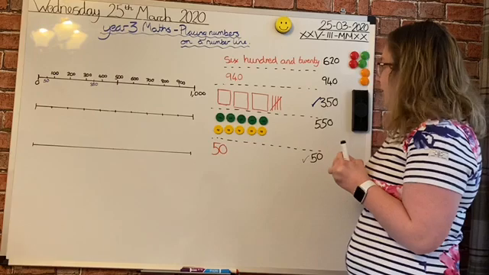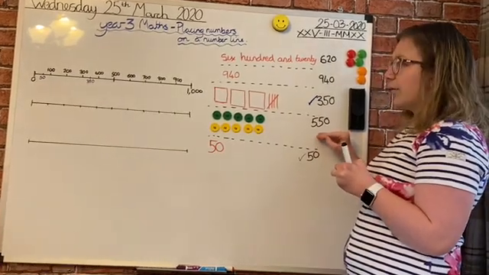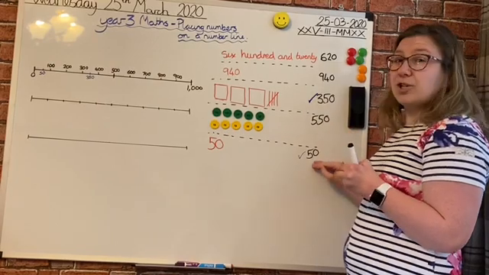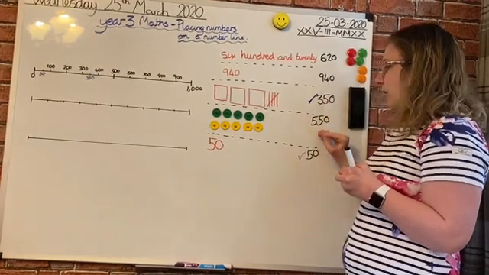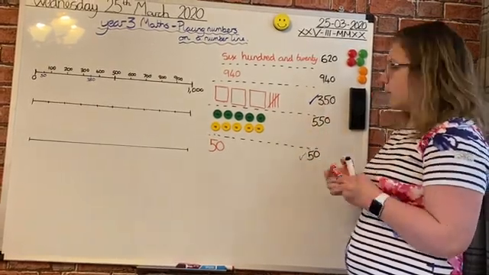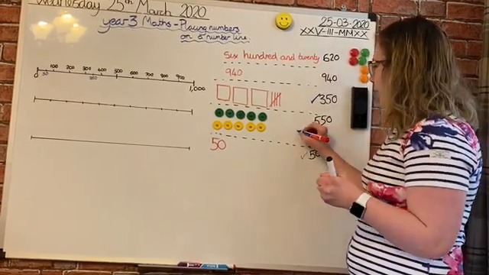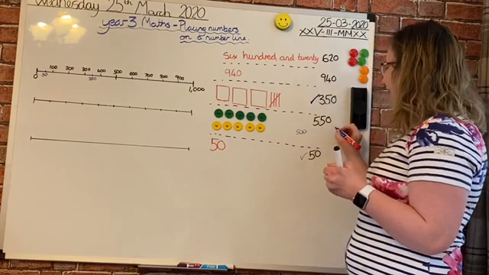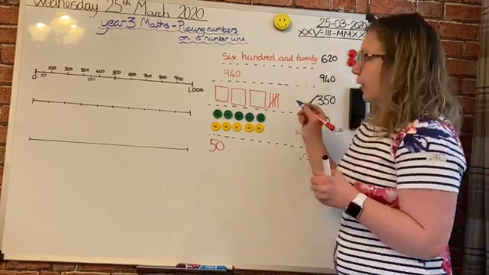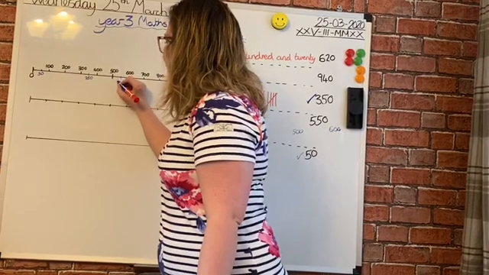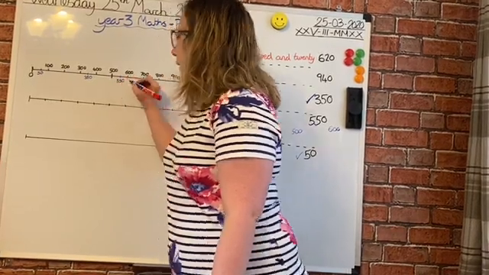Going back to my numbers, my next largest number is 550. The numbers that end in 50 are much easier to place because we know that 50 comes between 0 and 100. So 550 is going to come between 500 and 600. So going over to my number line, halfway between 500 and 600, I can place 550.